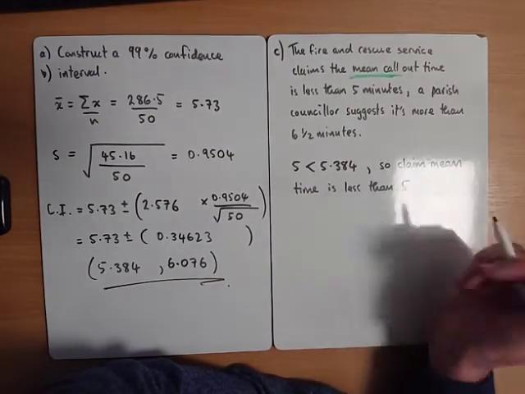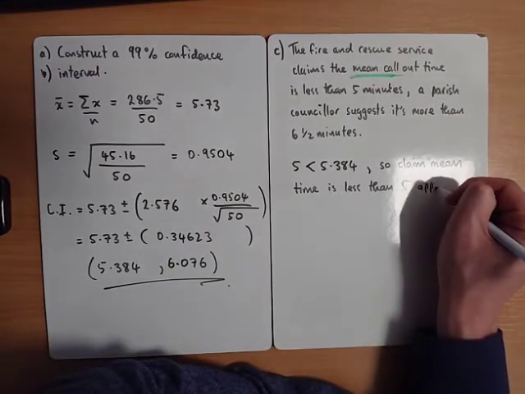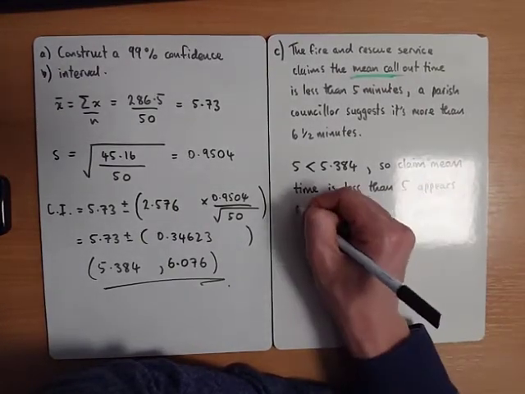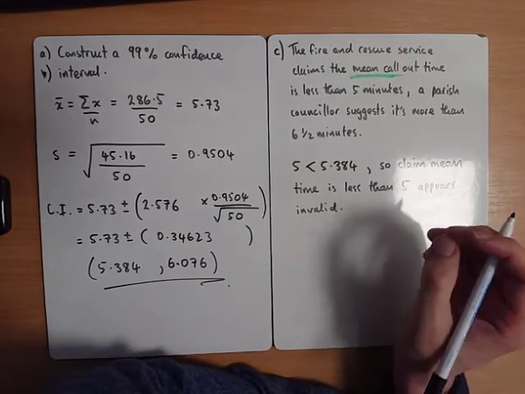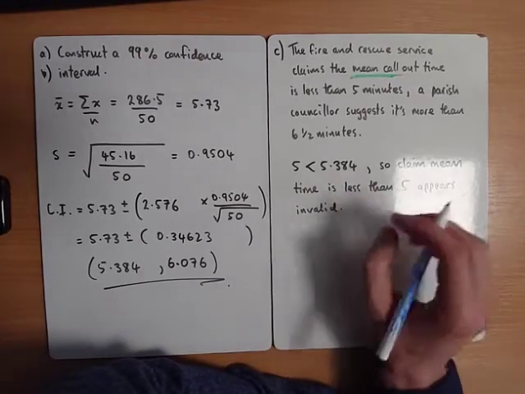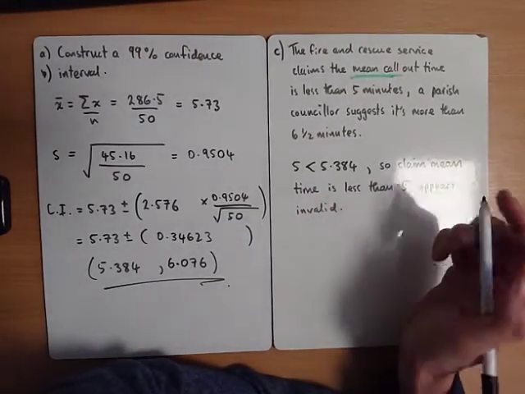I was going to say is invalid, but I'm going to say the claim the mean is less than 5 appears invalid. You could also say the claim is not supported by our confidence interval, but a good way of looking at it is invalid. So it shows that you disagree with the claim.